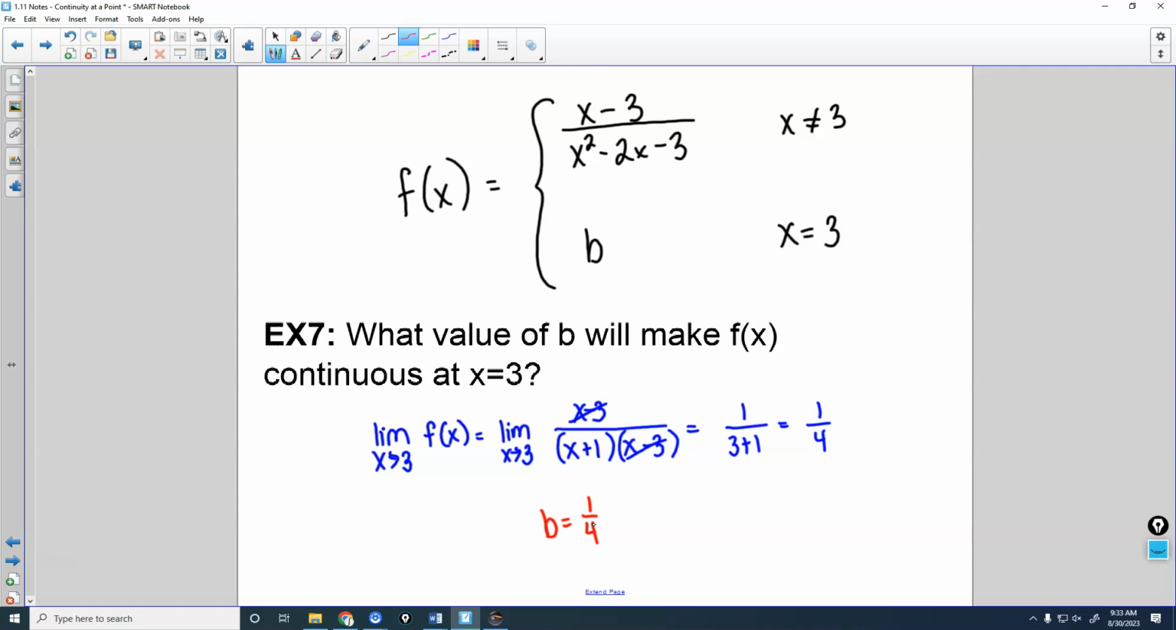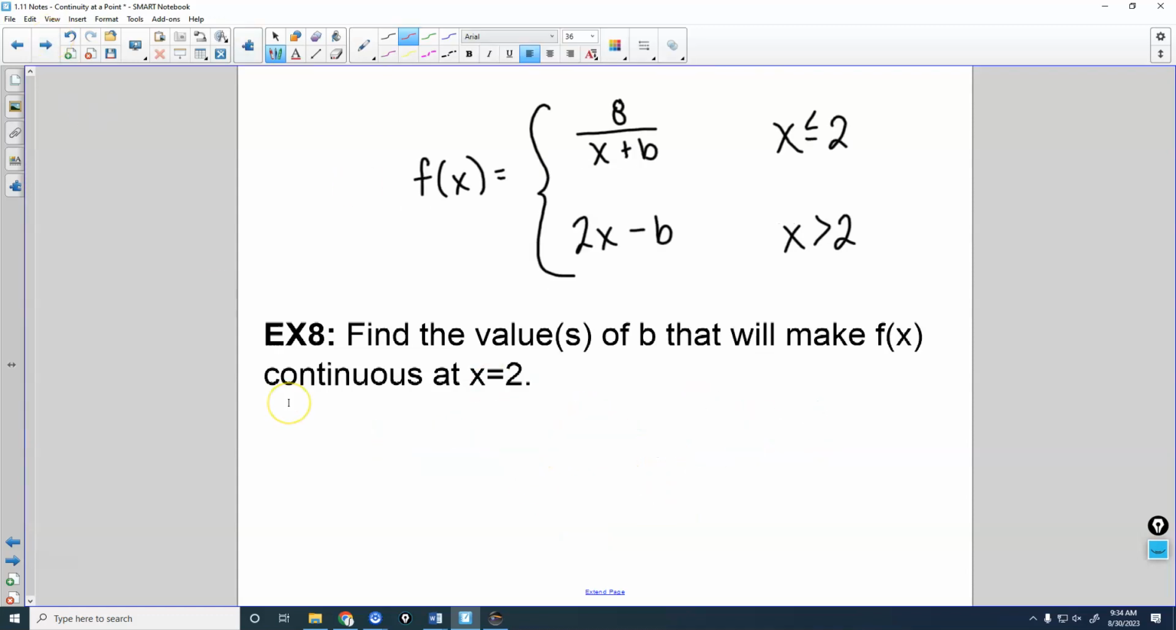Now, this did not ask you to prove that it's continuous, right? So you don't have to go through all the steps of limit from the left, limit from the right, f of whatever. It's just asking you to find the value that would make it continuous. If it said something like prove or justify your answer, you might need to go through those other steps. But a lot of times these show up on multiple choice. All right, let's try another one.